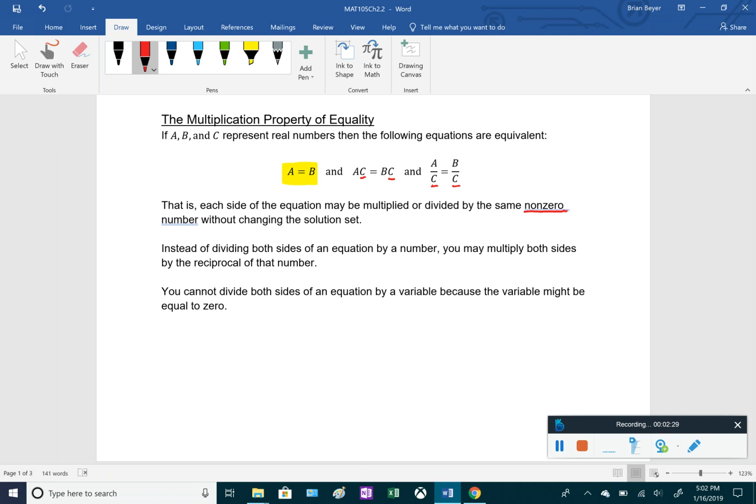Okay, and then a nice little trick here for this second portion is instead of dividing both sides by a number, we can multiply both sides by the reciprocal of the number. So recall that instead of dividing by a number, we can multiply by the reciprocal. It means the same exact thing. And another important thing to keep in mind is that we can't divide both sides of an equation by a variable, because the variable could be equal to 0, and we cannot divide by 0. So we're only going to be dividing numbers, constants.